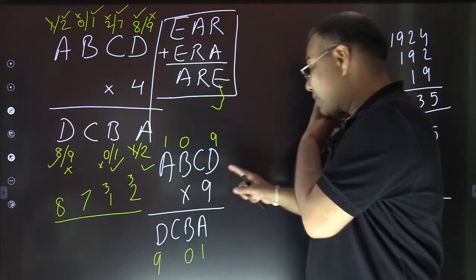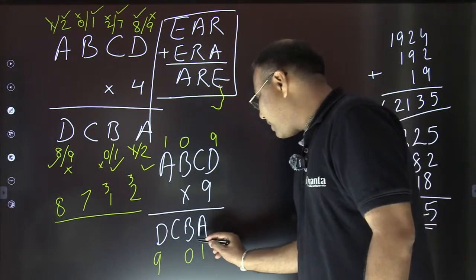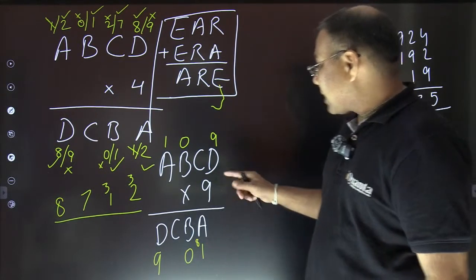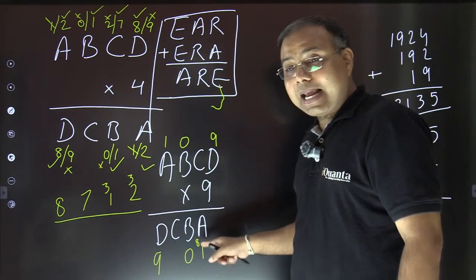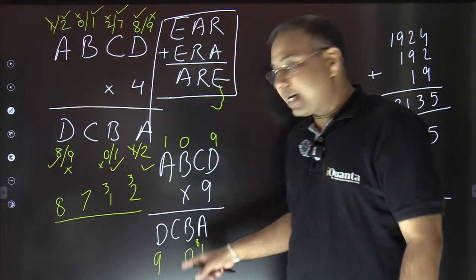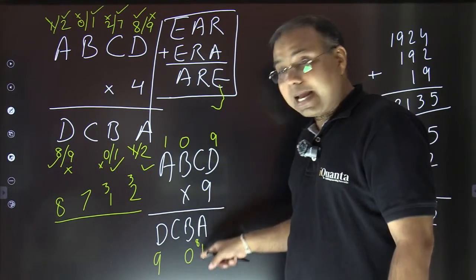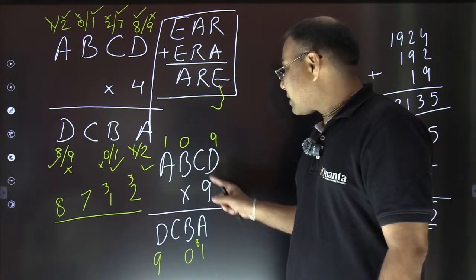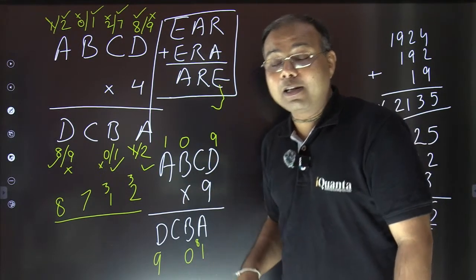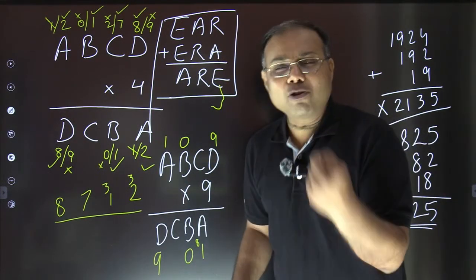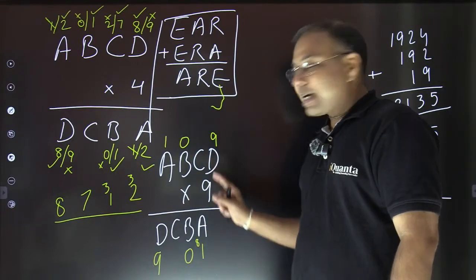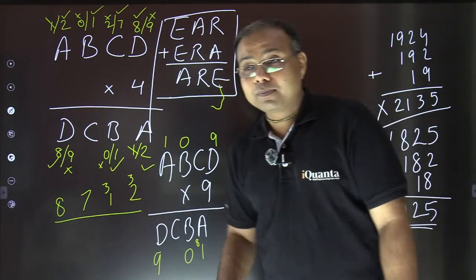So 9 into 9, 81, write 1, carry 8. Next, 9 into 7 plus 8 is ending in 0. Right? 9 into C plus 8 is ending in 0. That means 9 into C must be ending in 2. Can you think of such a value of C so that 9 into C ends in 2?